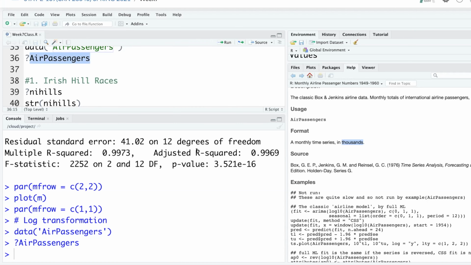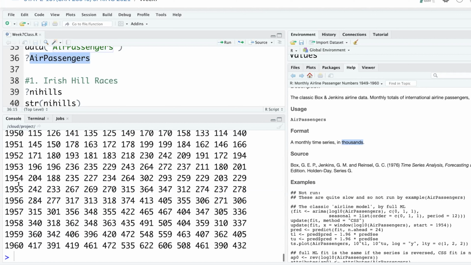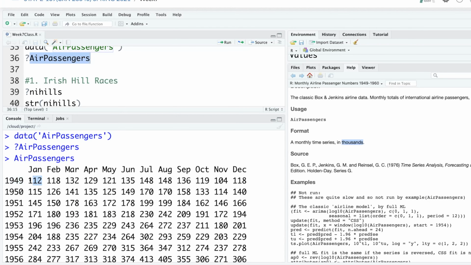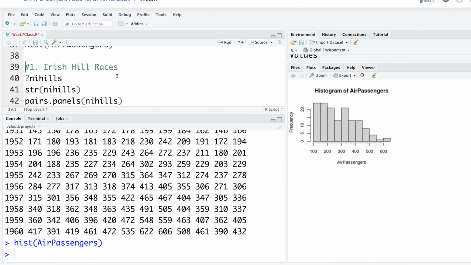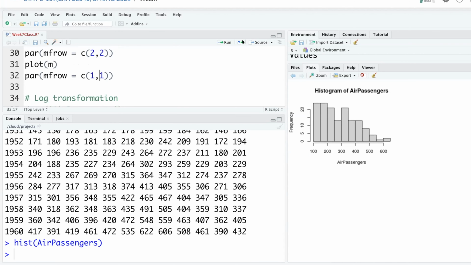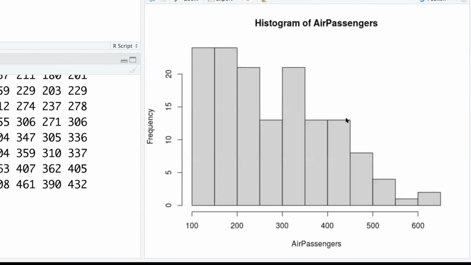So for example, if I run AirPassengers, you'll see all these numbers here. January 1949, 112,000 passengers. February, 6,000 more, and so on. If you do histogram AirPassengers, okay, I did not run that line before. So this is what you'll see. A histogram which seems to be right skewed. The tail is longer on the right side, and most of the values are concentrated mid to lower end.